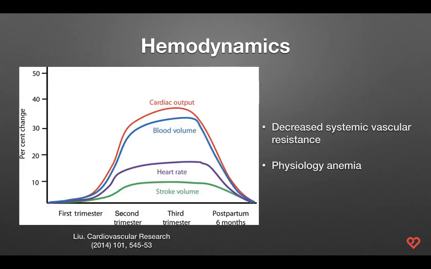So many of you know during pregnancy, we have a significant change in hemodynamics. We have a decrease in systemic vascular resistance with lower afterload present. Between the first trimester and the third trimester, we have about a 40% increase in cardiac output, about a 30% increase in blood volume, about a 15% increase in heart rate, and about a 10% increase in stroke volume.